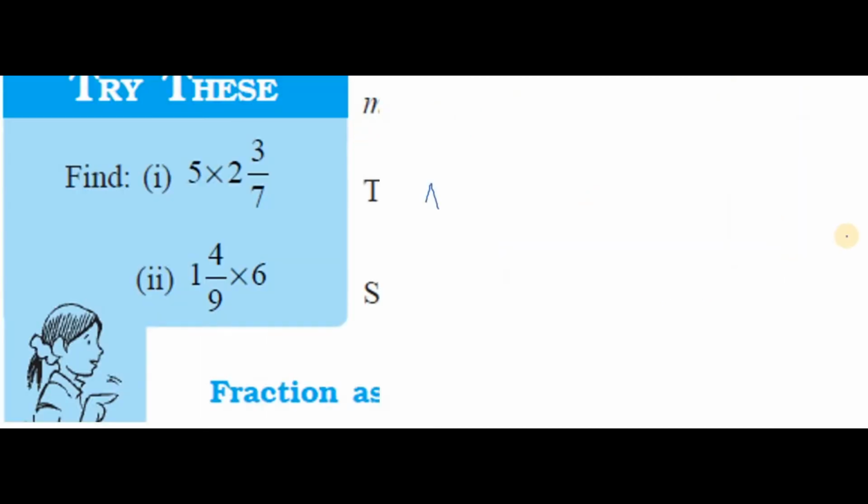So try this. Find 5 into 2 3 by 7. Of course, we just now read how to multiply a mixed fraction. First we have to convert the mixed fraction into an improper fraction and then multiply, right? So 2 3 by 7: 7 twos are 14 plus 3, 17 by 7. 17 fives are 85 by 7. So again it is improper.